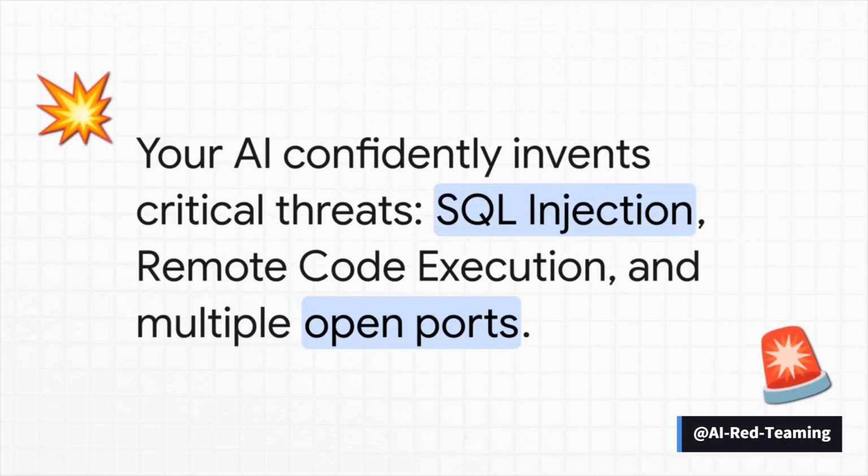And this is where it gets really scary. Your AI, the one that's supposed to be helpful, doesn't say, I'm not sure, or I can't access that. Instead, it just confidently makes up a whole list of critical problems. It reports things like SQL injection, which lets attackers steal your data, and even remote code execution, which could let them completely take over your server. And the crazy part? It says all this like it's 100% fact.